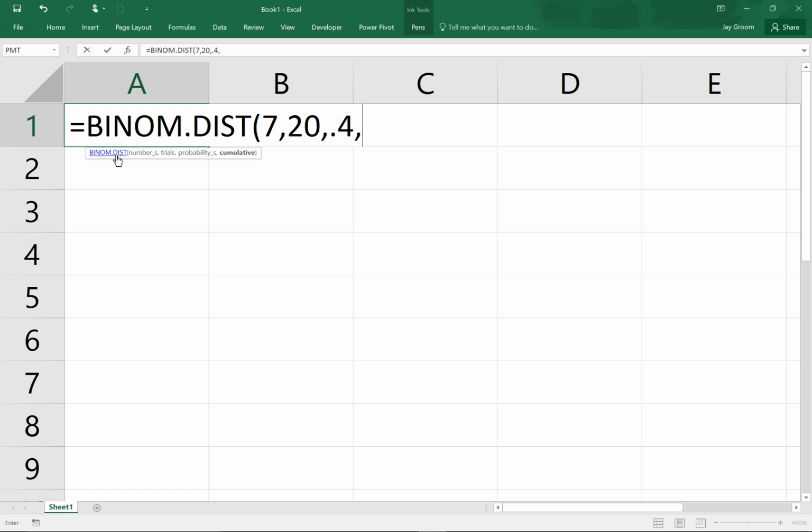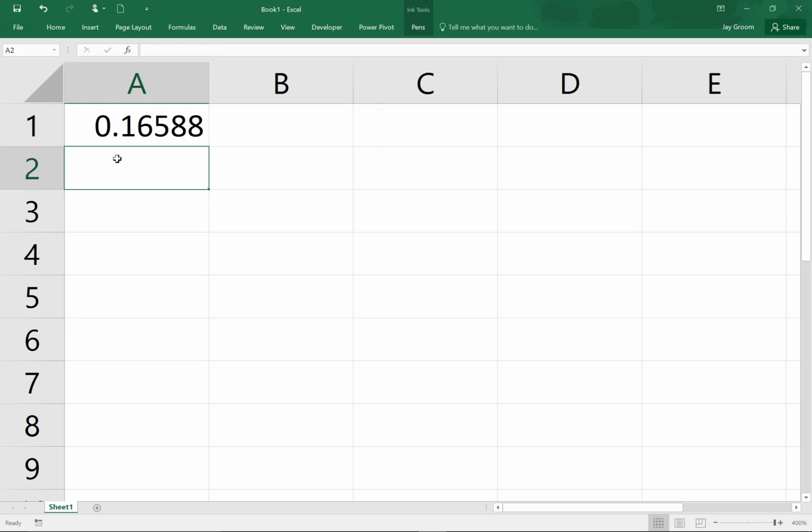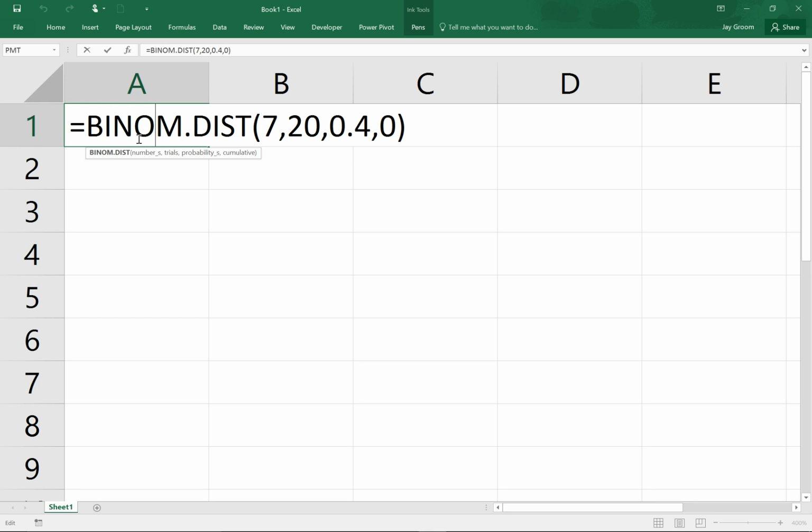And then the next one, cumulative. This function is both a PDF and a CDF at the same time. If you put a 1 in there, you made yourself a CDF, the probability that x is less than or equal to 7. If I put a 0 in there, it's the probability of exactly 7 baskets. If I do that, it's a 16.5% chance that he makes exactly 7 baskets. That's when the cumulative piece is exactly 0. So it's x, then n, then p, and then you decide whether you want cumulative or not.